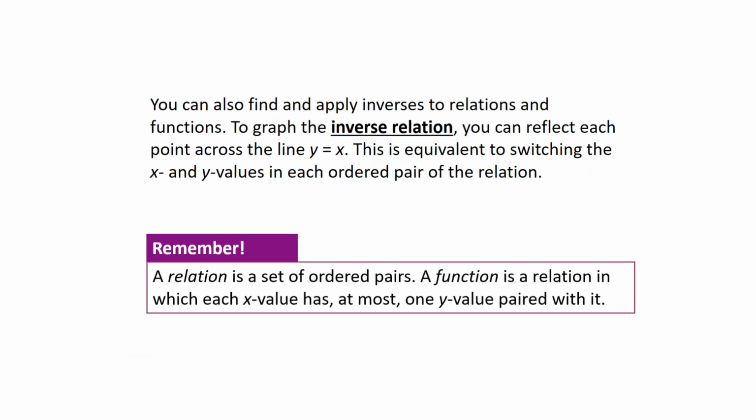To graph the inverse relation, you can reflect each point across the line y equals x. This is equivalent to switching the x and y values in each ordered pair of the relation. Remember, a relation is a set of ordered pairs. A function is a relation in which each x value has at most one y value paired with it.